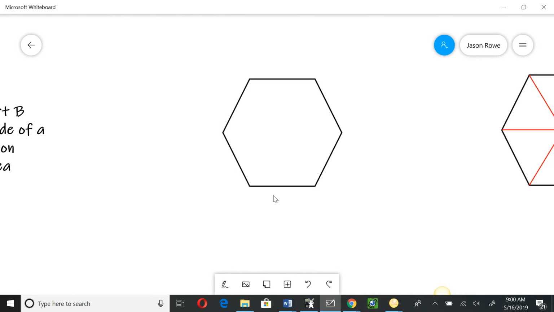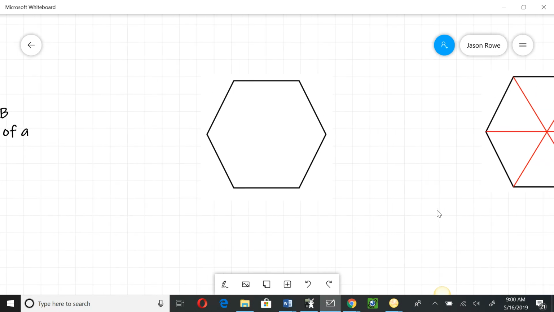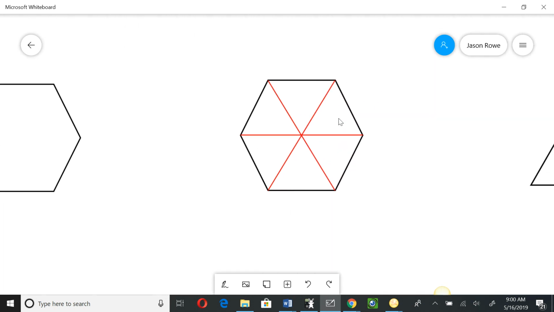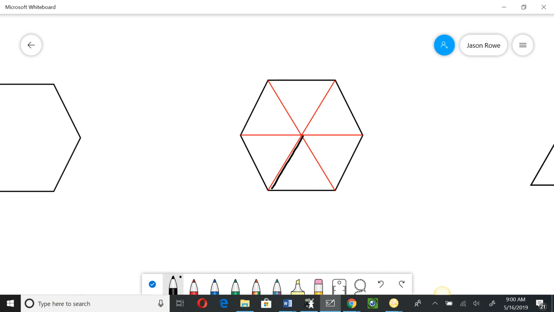If we think about a hexagon, what we can do is break it into 6 triangles by connecting diagonals. And what we know about these triangles is that each one of them is an equilateral triangle. So if we are given the area, for example, if the area is 88 square units, how are we going to be able to find the length of one side? So let's look at how we're going to do that.